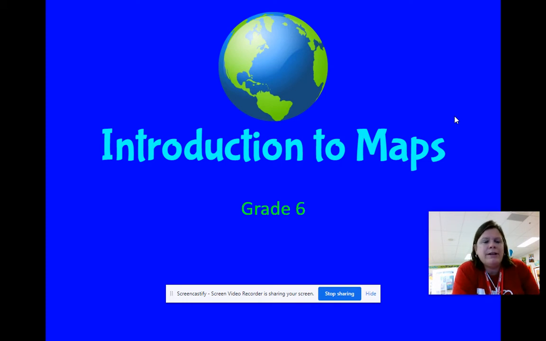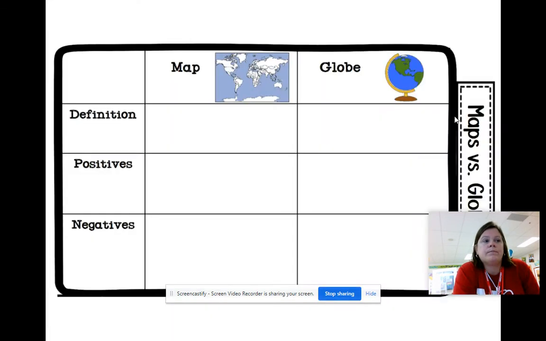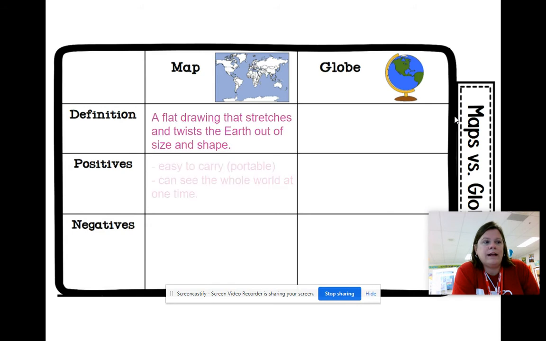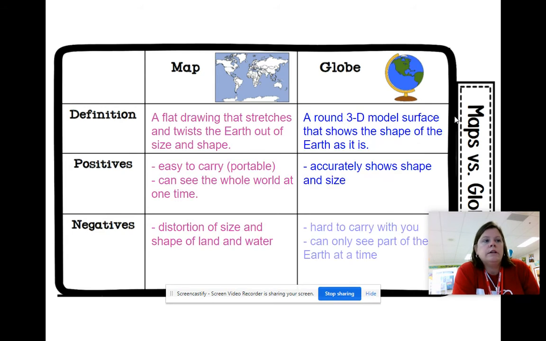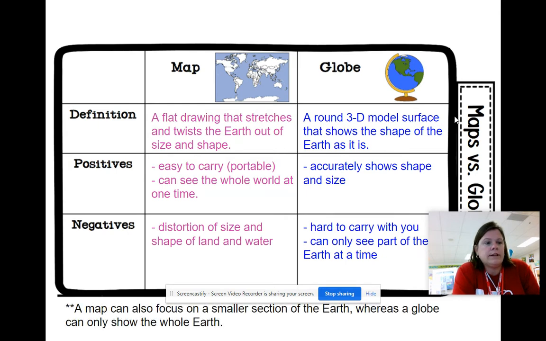So first thing we need to understand is what we did last week. I'm just going to put the notes here in case you missed it. Difference between a map and a globe: 3D round sphere globe or 2D flat map. Much easier to carry.